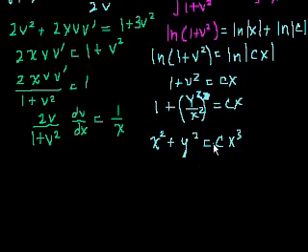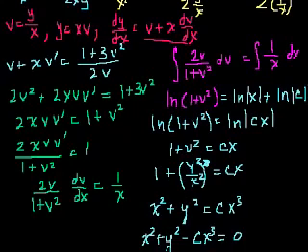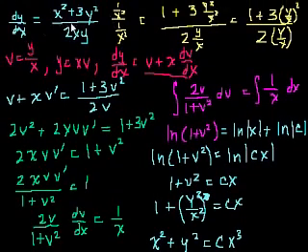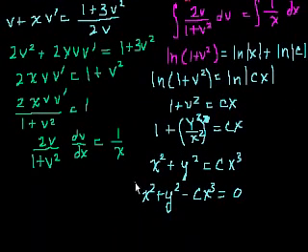If we want to put all of the variable terms on the left-hand side, we could say that this is equal to x squared plus y squared minus cx to the third is equal to 0. And this implicitly defined function or curve or whatever you want to call it is the solution to our original homogeneous first-order differential equation. So there you go. I will see you in the next video.